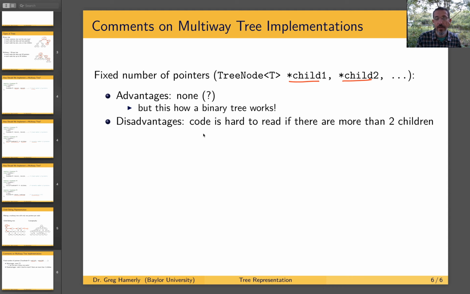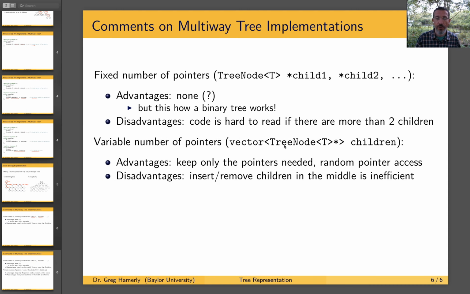The disadvantage is if you have more than 2 children, it's going to be hard to code this up and have readable code because you're going to have all these cases where, well, if child 2 exists and if child 3 exists and that sort of thing. So this is not a great representation. I wouldn't recommend it for more than 2 children. If you had a variable number of pointers, in other words, a vector of tree node pointers, the advantages are that you don't have a fixed number of pointers like up here. You keep only the pointers that you need because you can add them to the vector or remove them from the vector. And also you have random pointer access.